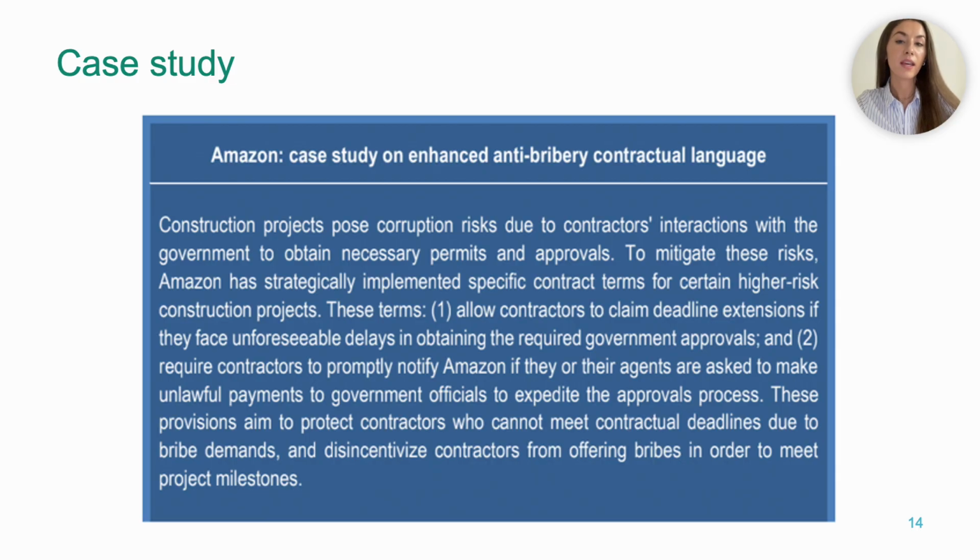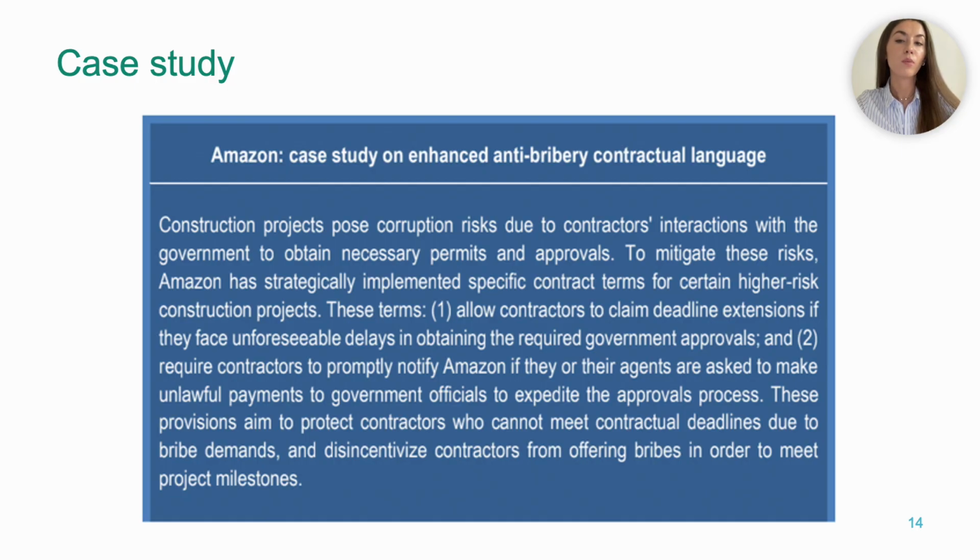They do 2 main things. One being if government permits are delayed for reasons outside the contractor's control, the contractor can ask for a deadline extension. Secondly, if the contractor or its agents are asked for an unlawful payment, they must promptly report it to Amazon. But why does this matter for our 3 corruption schemes?